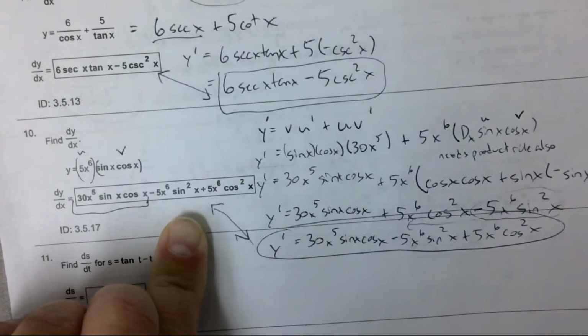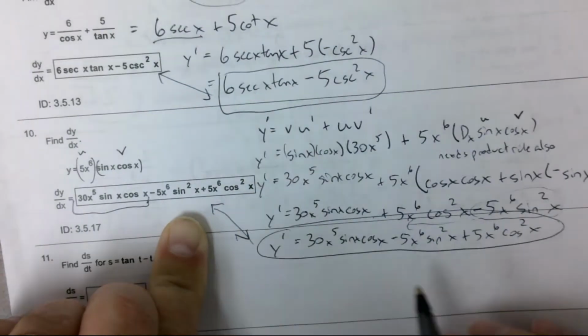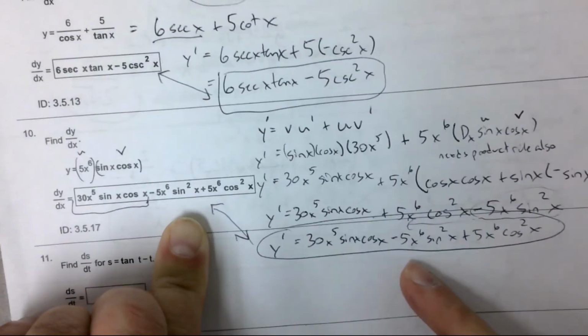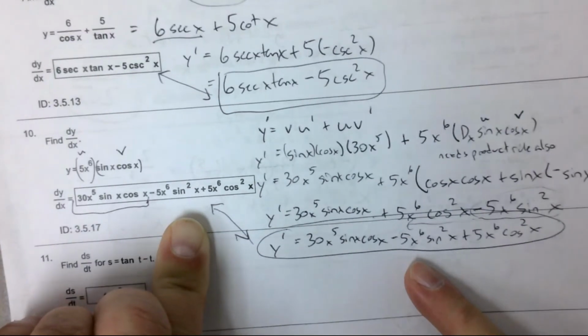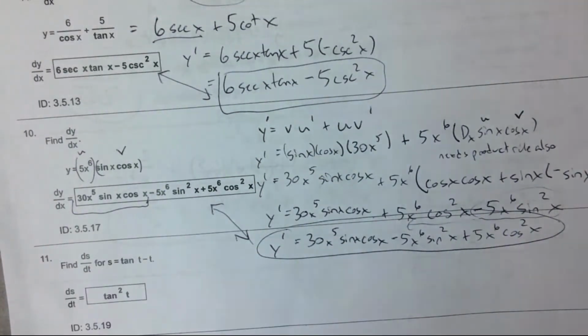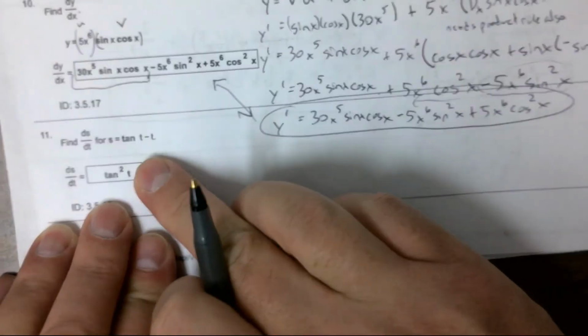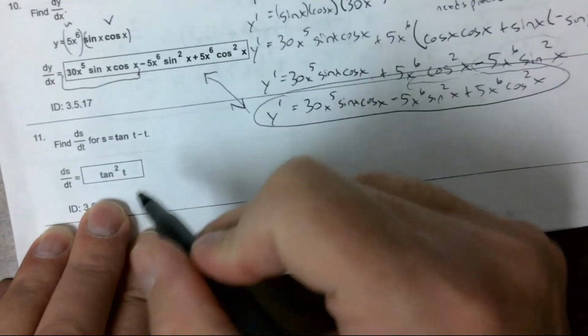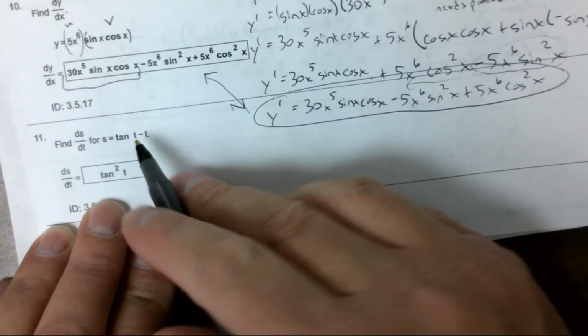Now, if they marked yours wrong for some reason, and it was in a different order, it's probably because you missed an exponent or something. Because just being in a different order would not matter. But if you put x to the 5th instead of x to the 6th, that would matter. Okay, so now we're done with number 10. On number 11, we have tan t minus t. So the derivative of tangent is secant squared.